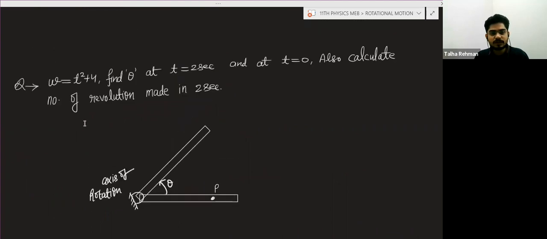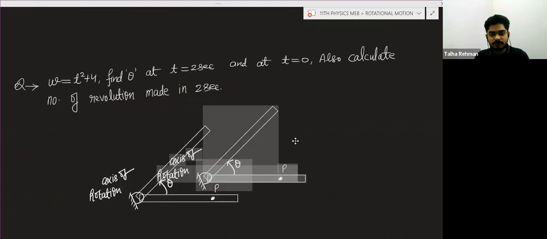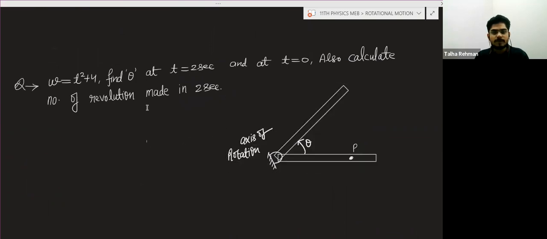In this question, omega is given as t square plus 4, and they are asking for theta at t equal to 2 seconds and at t equal to 0 seconds. Also calculate the number of revolutions made in 2 seconds. So basically this is a rod, and this rod is rotating like this.